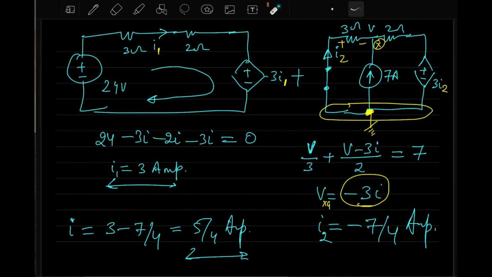Okay, so this basically gives you an overall idea of what superposition is all about. So in the next topic, what we will discuss now is source transformations.